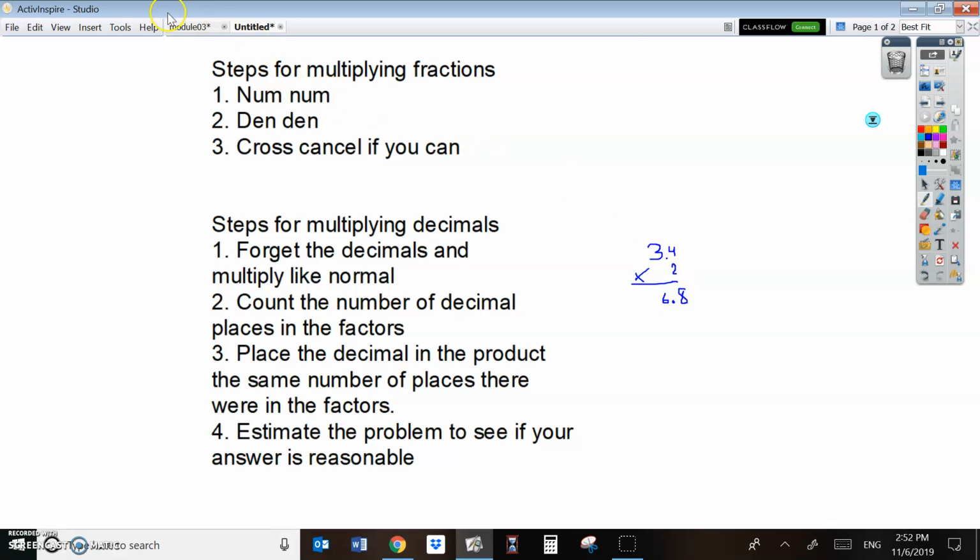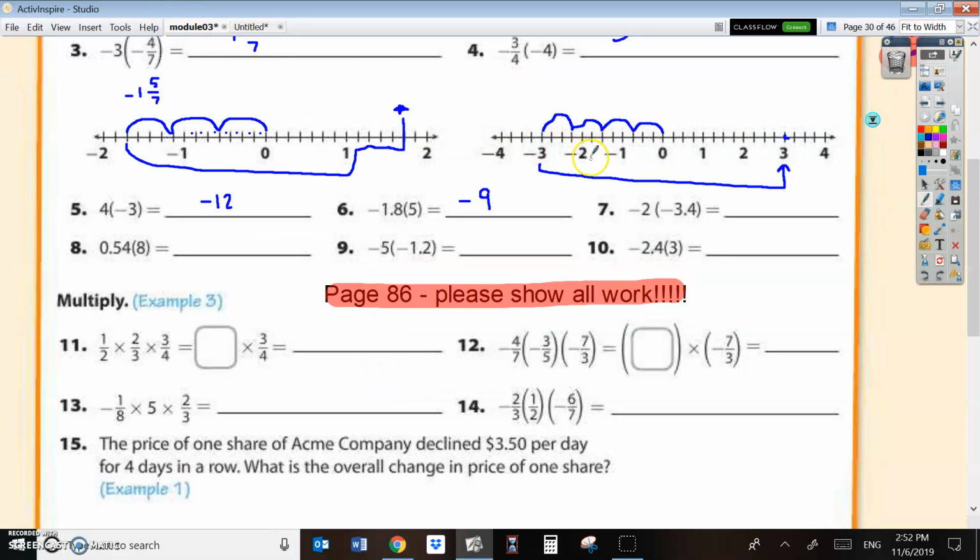Now look back over here. Negative times a negative is a positive, so it's 6 8/10. .54 times 8. Okay, remember 0.54, that's pretty close to 1/2. 1/2 of 8 is about 4. So the answer should be about 4. But let's multiply it. 0.54 times 8.